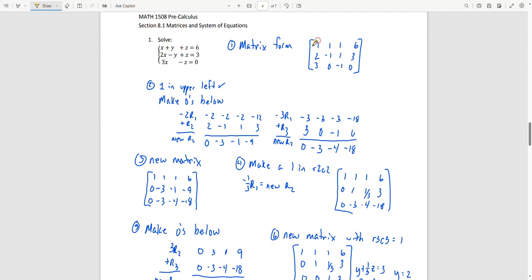Now I want to get a 1 up here. It's already there. I'm good to go. I want to make zeros below it. I'll always use this leading 1 to eliminate and get zeros below. So I'll multiply negative 2 times row 1 and add it to row 2. So that's exactly what I did. Multiply everything in row 1 by negative 2. Add to row 2, and I'll get a new row 2, which is 0, negative 3, negative 1, negative 9.